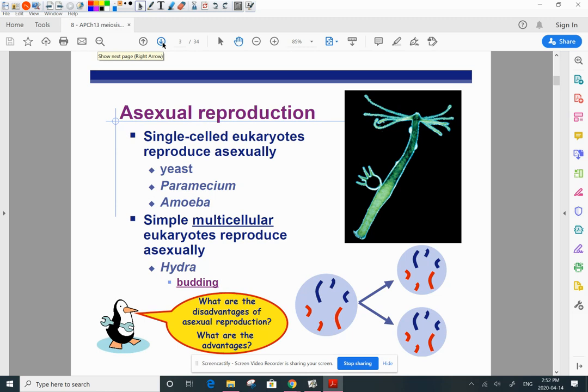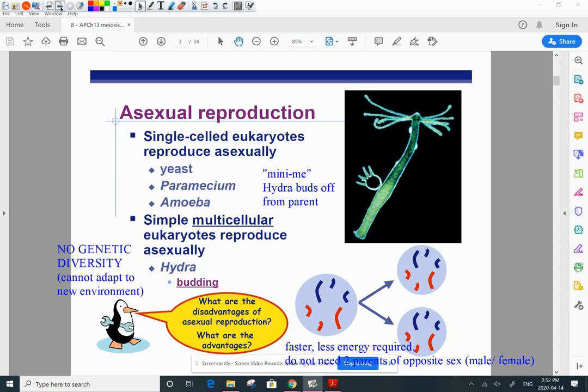So examples of asexual reproduction include a lot of single-celled organisms. This is their only method of undergoing reproduction. So one cell becomes two. And again, there's no genetic diversity. This is a disadvantage of asexual reproduction.